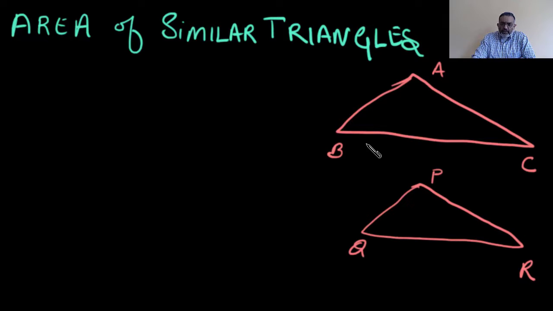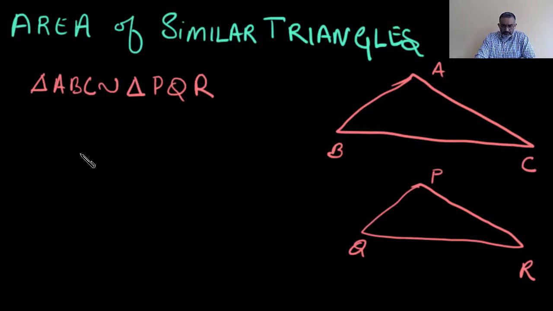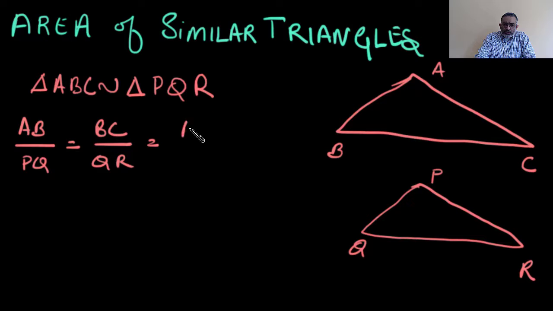Now, I have here two triangles that we are given to be similar. So this triangle ABC, let's write that down. Triangle ABC is similar to triangle PQR. All right, now what that means is that the sides are essentially proportional. So let's write that down as well. Side AB by PQ is equal to BC by QR, which is also equal to AC by PR.